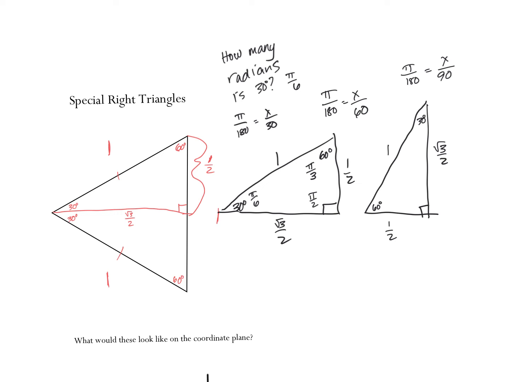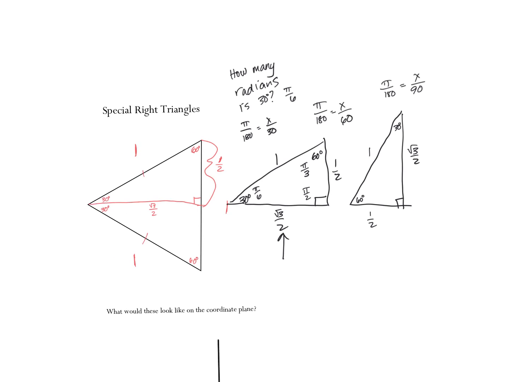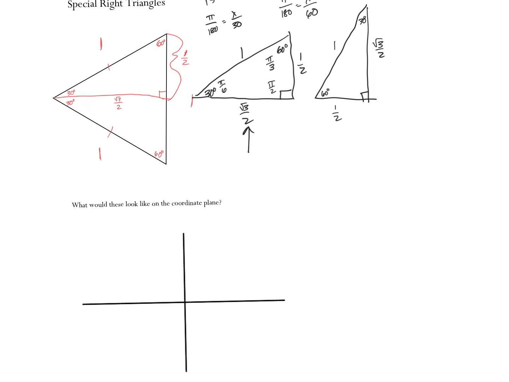Now, let's take this triangle and talk about what it would look like on the coordinate plane. I'm going to draw this triangle in the first quadrant, where this is 30 degrees. All I want to know is what is the coordinate of this point right here? The x coordinate would be this distance, which is square root 3 over 2, and the y coordinate would be 1/2.